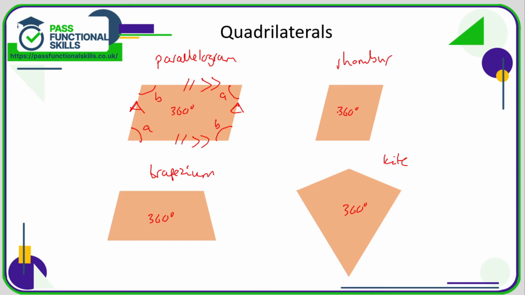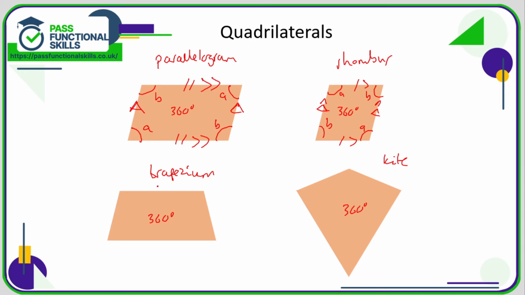A rhombus is a type of parallelogram. It's a parallelogram where all the sides are the same length, but again there are 2 pairs of parallel sides, so these 2 are parallel and these 2 are parallel as well. Angles add up to 360. This angle here is the same as that angle there. So A and A, B and B, these 2 angles are the same, and A and B add up to 180 degrees. So a rhombus is a square that's been slightly squashed, basically, or a parallelogram with equal sides. And again, a rhombus has 0 lines of symmetry.